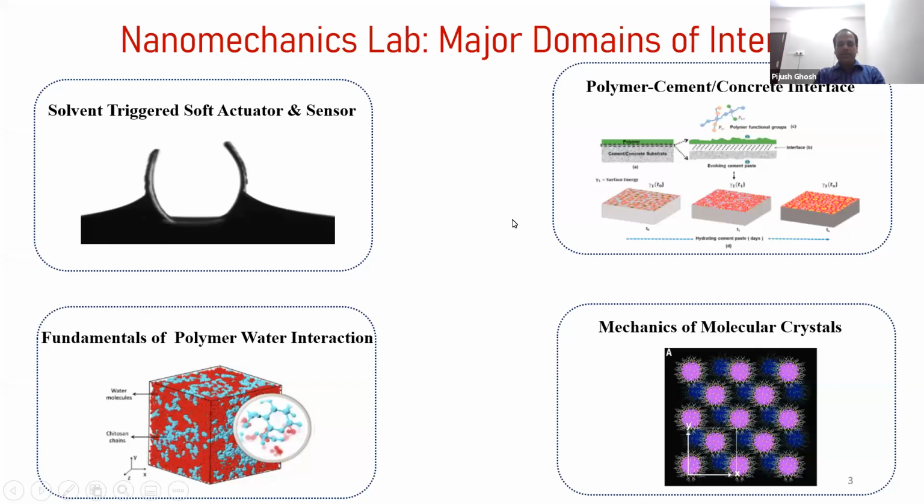Okay, yeah. So being from a civil engineering background, I cannot forget cement and clay. So we work with polymer coating on cement, on concrete surface. Particularly, we look at the interface of the cement and concrete, and also cement and polymer, and also polymer and clay. That's another one. And the third one is where we look into the fundamental aspects of the polymer water interactions. This we do primarily with molecular dynamics and simulations.